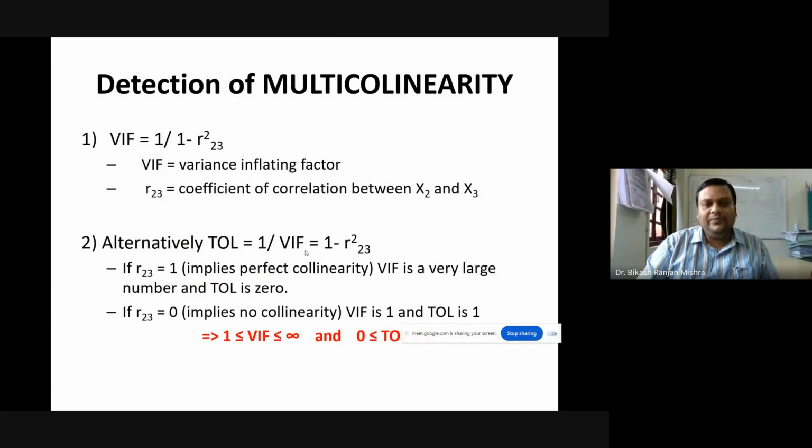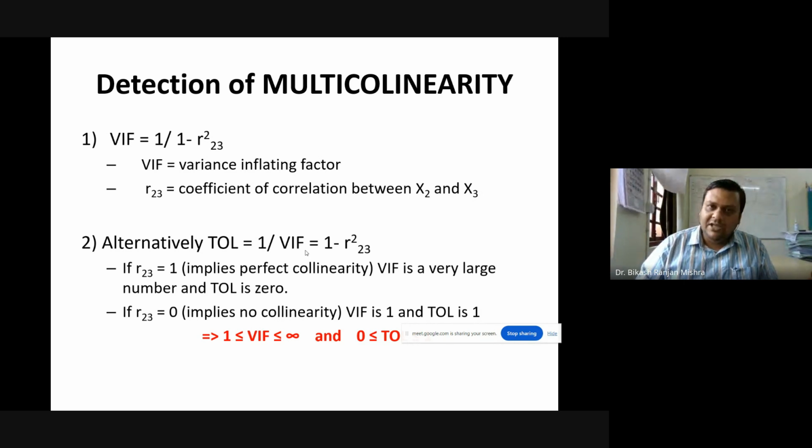How do you detect it? The detection methods will be of several types. The first one is actually not mentioned over here, but I will give you an impression of it. It is simply VIF. VIF stands for variance inflating factor. So if you find out your variance inflating factor, it varies between the different combinations of the independent variables.